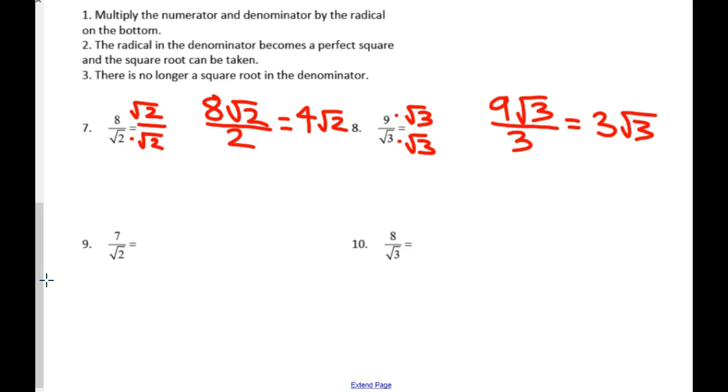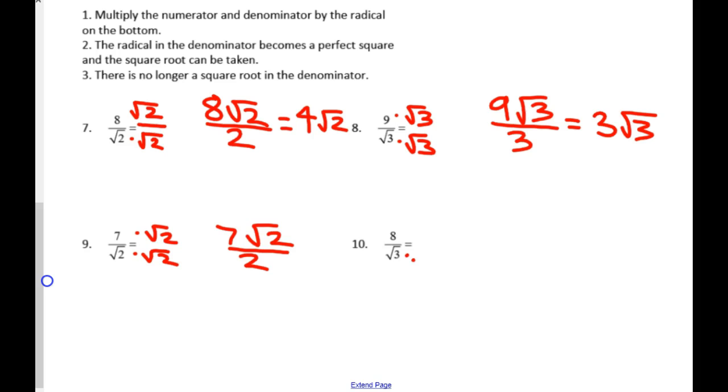What am I multiplying by on this one? Square root of 2 on the bottom and on the top. So on the top, 7 times the square root of 2 is 7 square root of 2. On the bottom, square root of 2 times itself removes the square root. It's going to be what? Just 2. Can I reduce 7 over 2? No. So just leave it as 7 square root of 2 over 2.